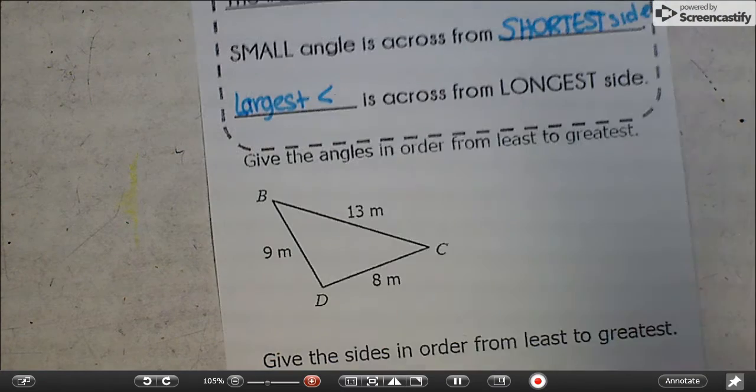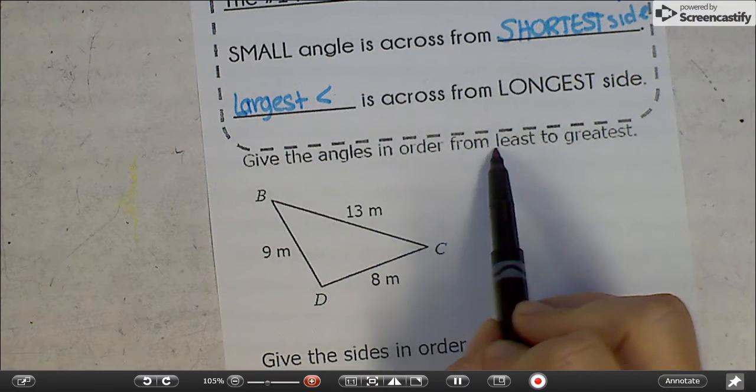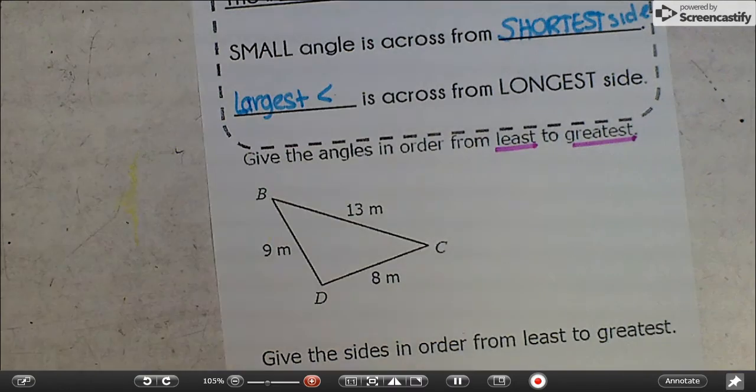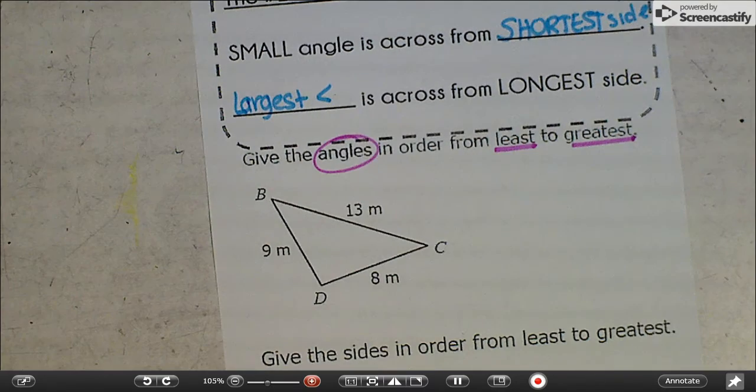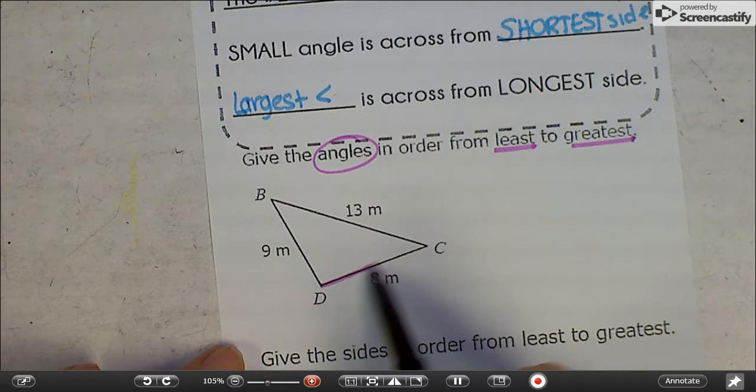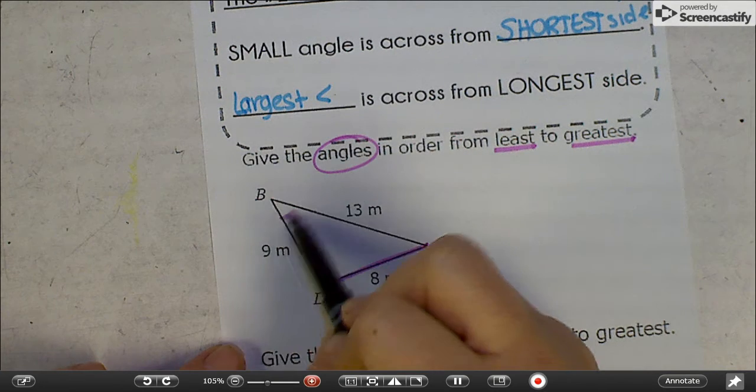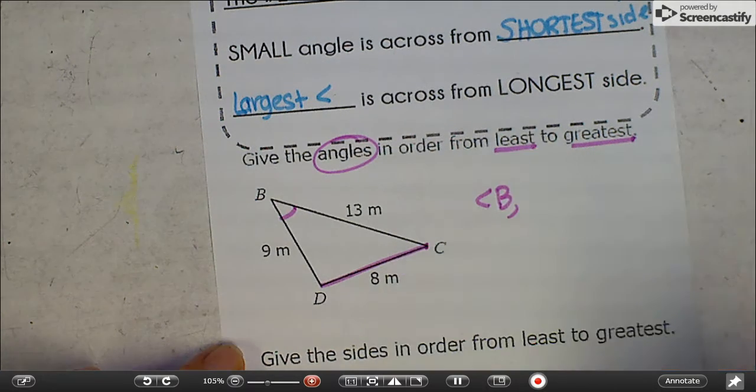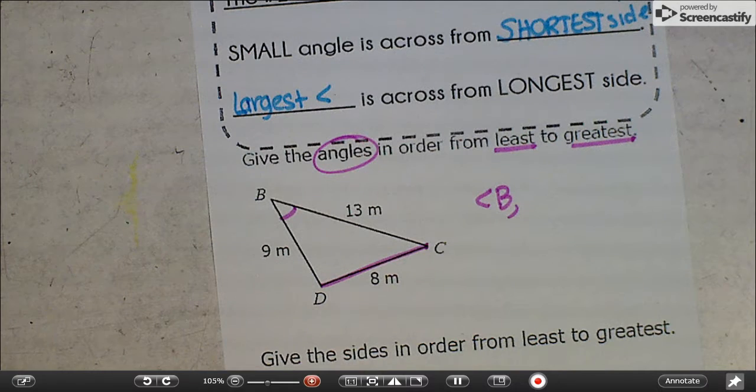We need to read the instructions. It says give them from least to greatest. So we are going to find the smallest angle first. Which side is the smallest? Tell me by naming the side. CD. CD is the smallest side. So what's the smallest angle? B. Angle B. Does that make sense? Which side is the middle-sized side?